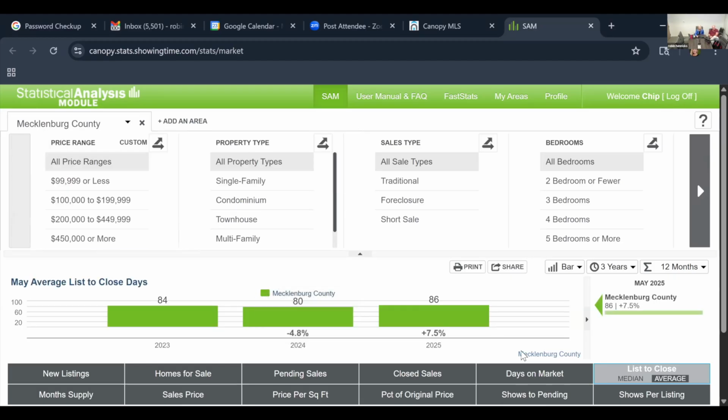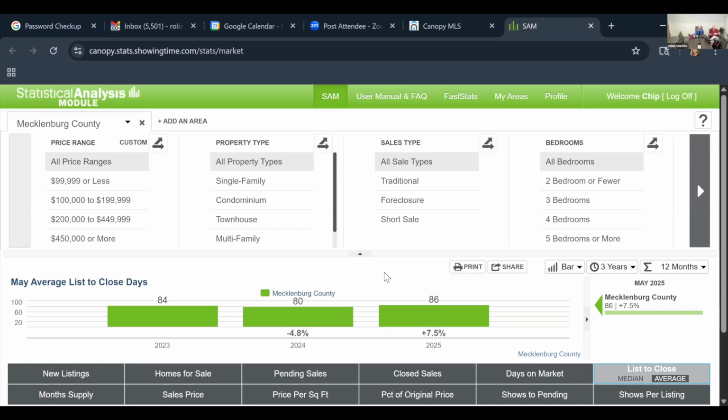So this, again, is your list to close days. And this will be May. We're looking at May versus the last couple of years, right? So let's look at it. We're up 7.5% more days it takes to close from list to close.